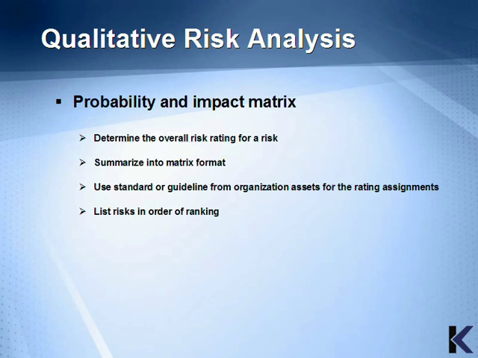Using the probability and impact matrix, the project manager would determine the overall risk rating for a risk, and summarize this into a matrix format. Using standards and guidelines from the organizational assets for the rating assignments, the project manager then lists the risks in order of ranking.